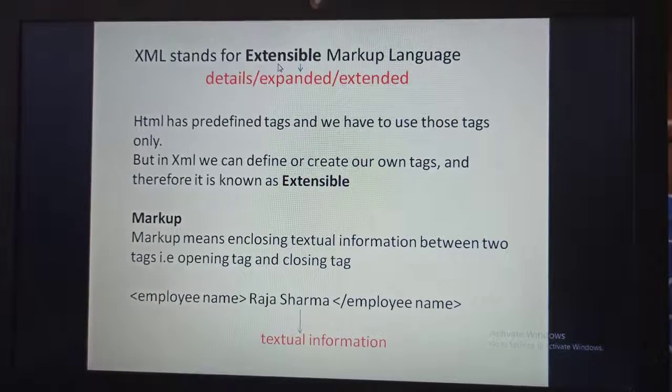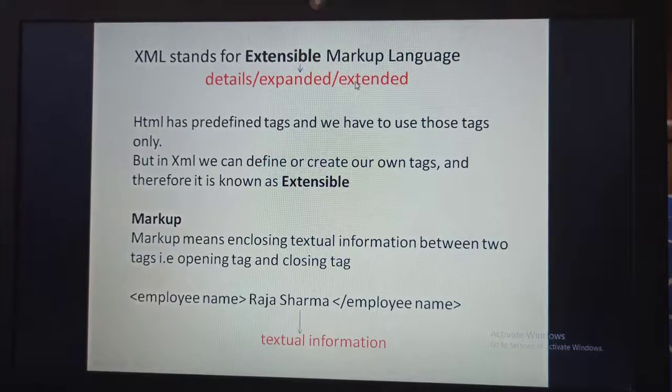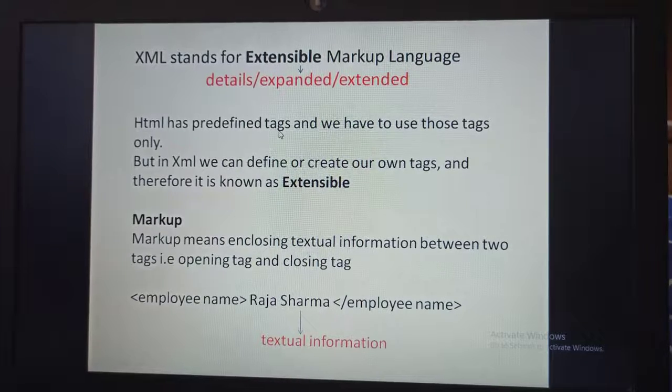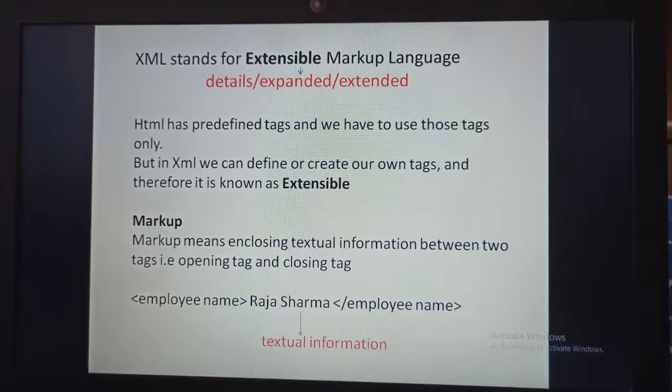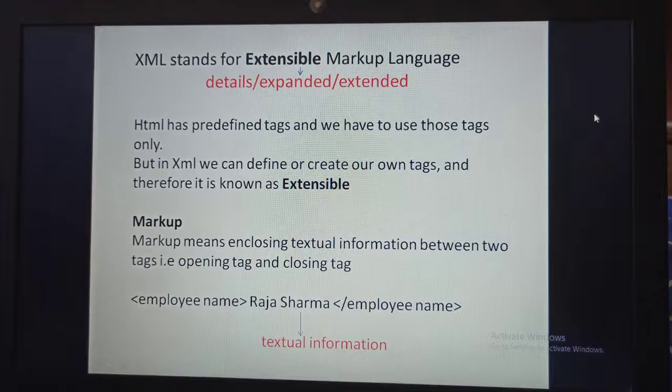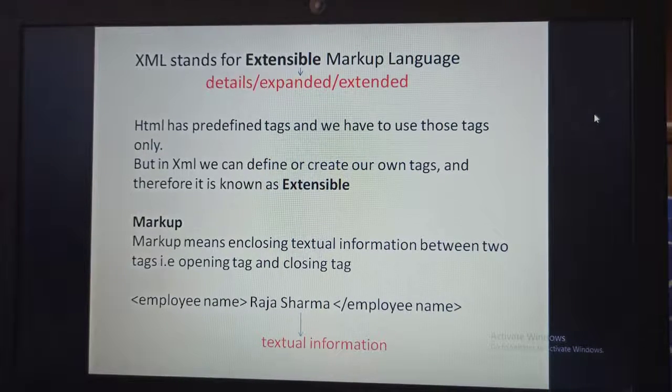Extensible, what is the meaning of extensible? Extensible means details, expanded or extended. We all know that HTML has predefined tags like HTML, head, title, all these are predefined tags and we have to use those tags only. But in XML, we can define or create our own tag and therefore it is known as extensible.